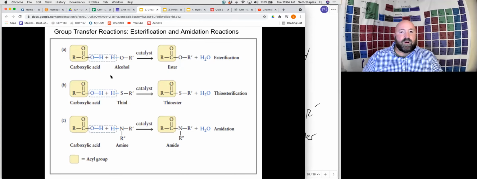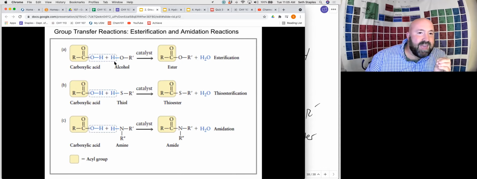So here in the top one, we have a reaction called esterification. It just means that we're making an ester, we're forming an ester. And we're going to do that by taking a carboxylic acid, could be any carboxylic acid, doesn't matter what this R group is, and we're going to take an alcohol, either a primary or a secondary alcohol.